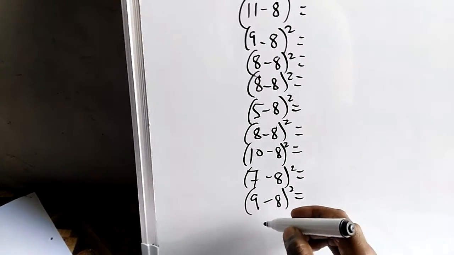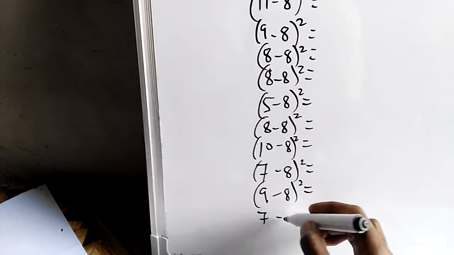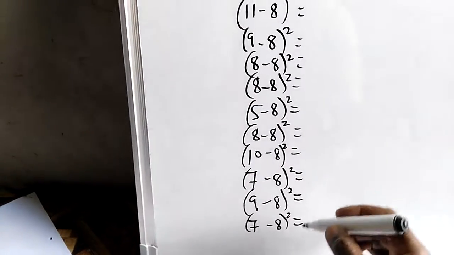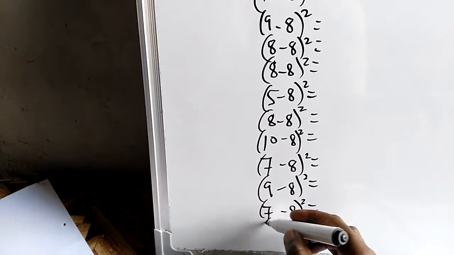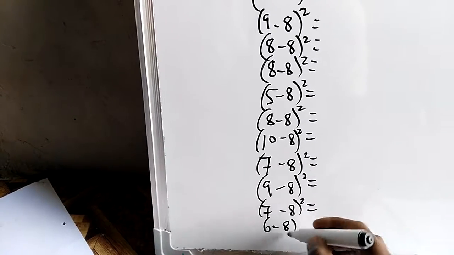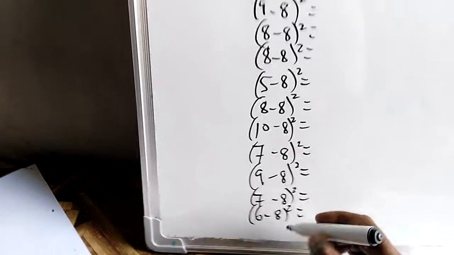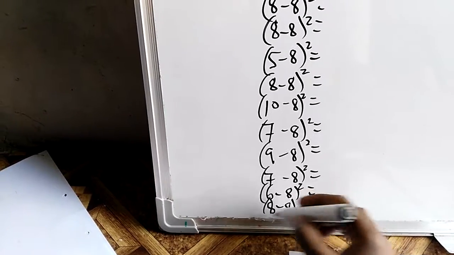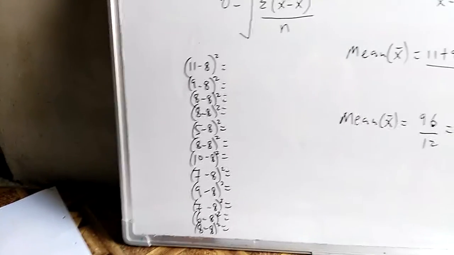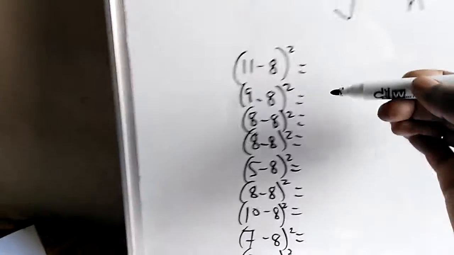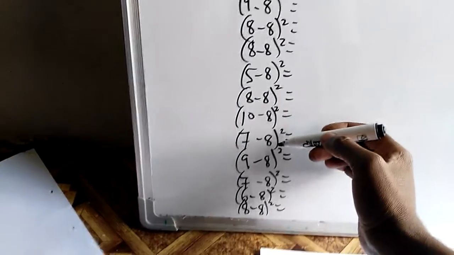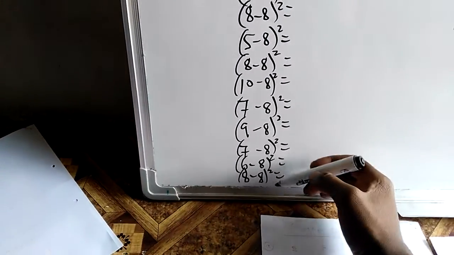Each and every one of these numbers, you take away the mean. That's when you square. We want the sum of all these. 6 take away mean, squared. 8 take away mean, square. So these should be 12. Okay. So 2, 4, 6, 8, 10, 12.